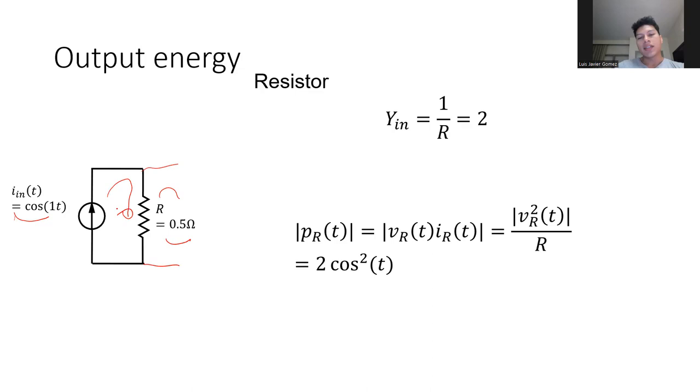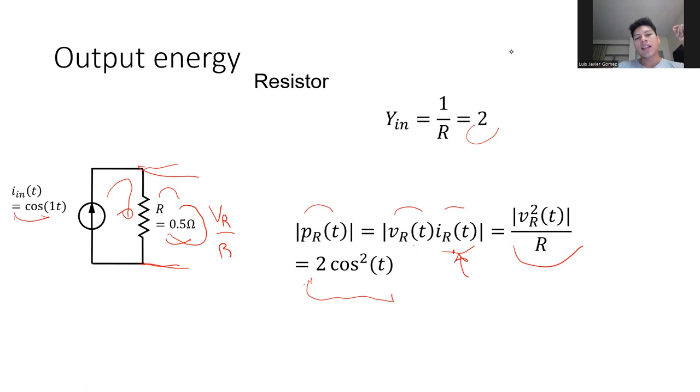And so if the resistor has a resistance of 0.5 ohms, in this case, the admittance would be 2. And the power delivered as a function of time would be equal to the voltage times the current. But we know that the current is just the voltage across the resistor divided by the resistance. So we can plug that in to get that the power is just the voltage squared divided by the resistance in this particular case. And what we get is that the current source delivers about 2 cosine squared t power per unit of time. So that's kind of a simplistic example.